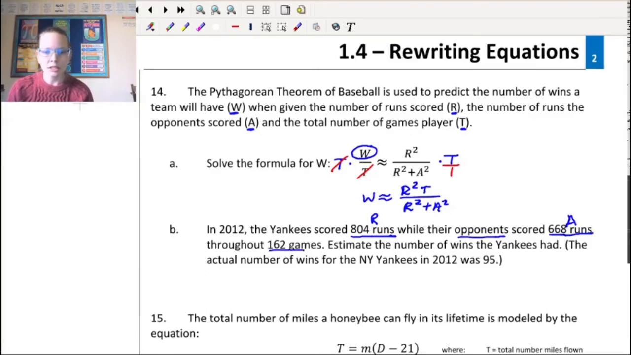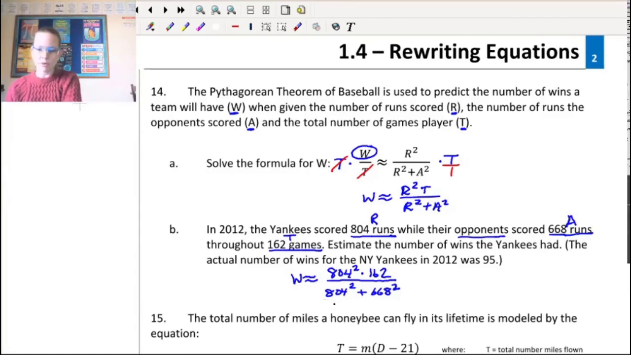Throughout the 162 games, that's my total games, that's my t. So I'm going to plug each of these numbers into my formula. So W is approximately equal to R squared, R is 804, times t, 162, divided by another R squared, 804 squared, plus A squared, 668 squared. I don't have a calculator that I can easily pull up onto the computer at the moment, but you each have your calculator. I'm going to plug it into the one that's sitting right in front of me.